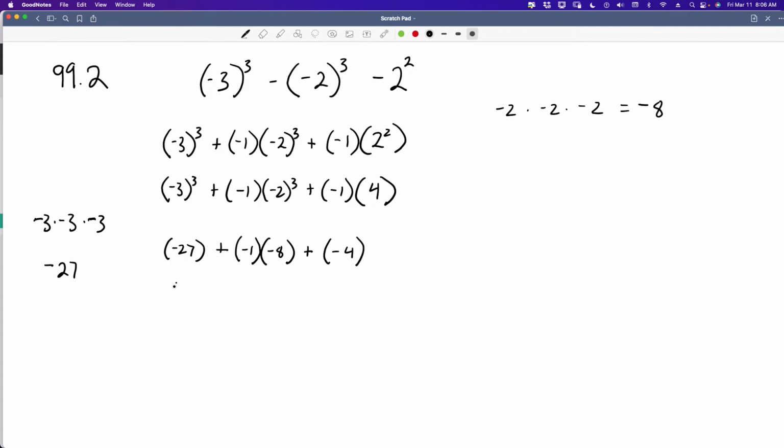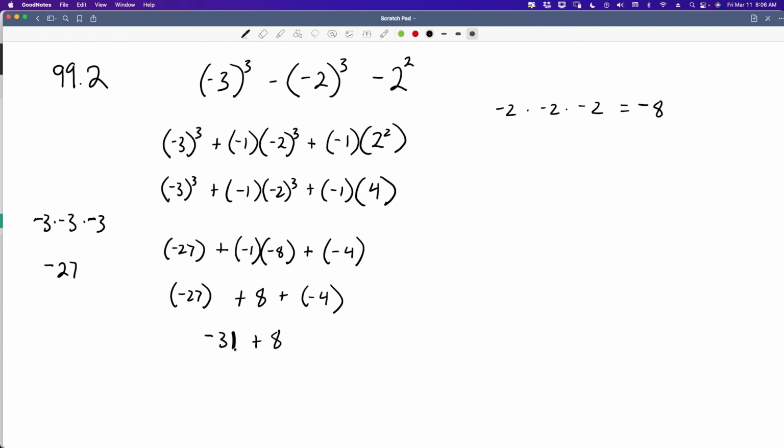So let's go back. And we have negative 27. We have negative times negative. That's going to be a positive 8 because we have a pair. We have an even number. So it's plus 8 plus negative 4. Right? So now we have two items that are the same sign. So we can add them together and keep the same sign. So negative 27 and a negative 4 together make a negative 31. And then we have this positive 8, so plus 8.